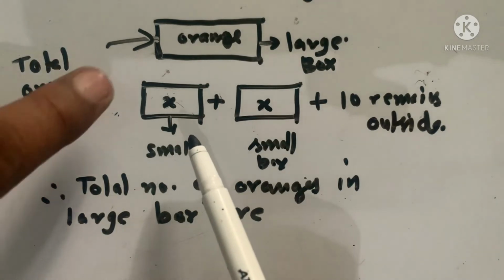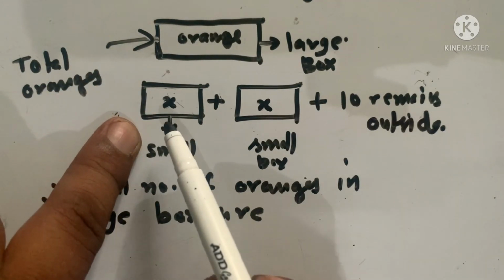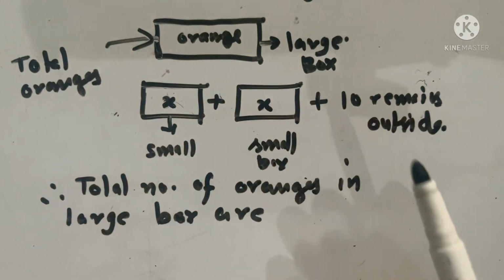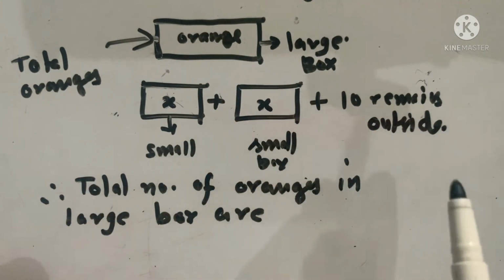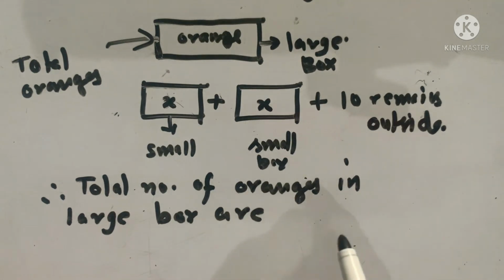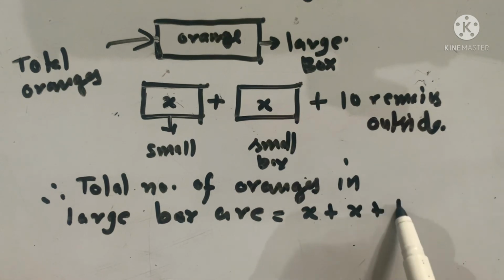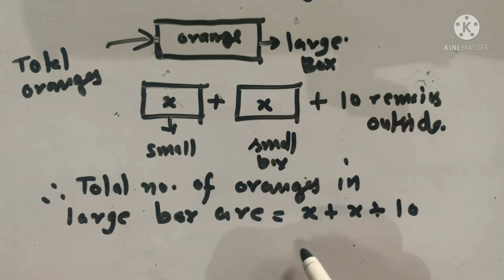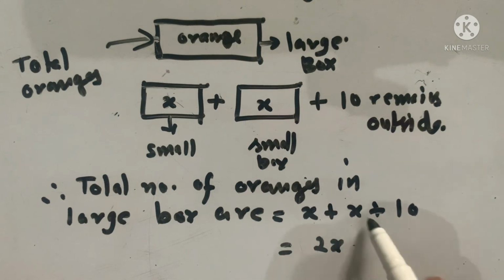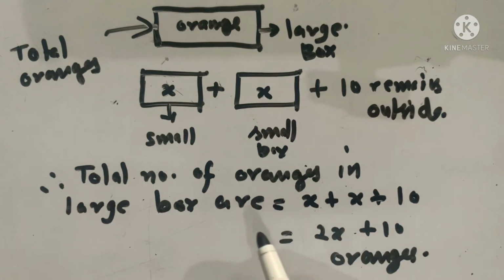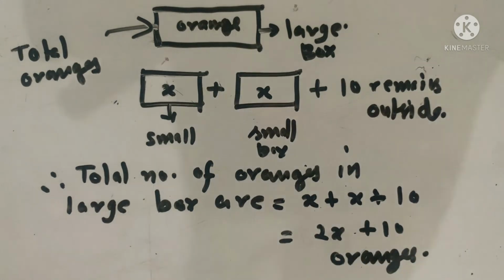this small box contains X oranges, this contains X oranges, and 10 remain outside. The total number of oranges in a large box will be x plus x plus 10, means 2x plus 10 oranges. It means the larger box will contain 2x plus 10 oranges. It is the answer.